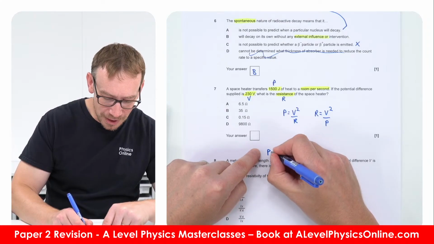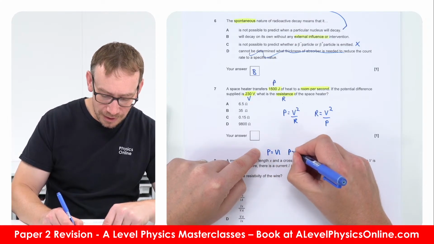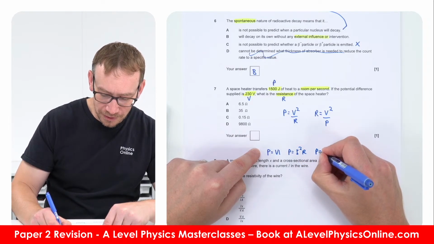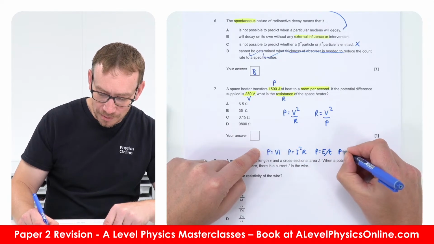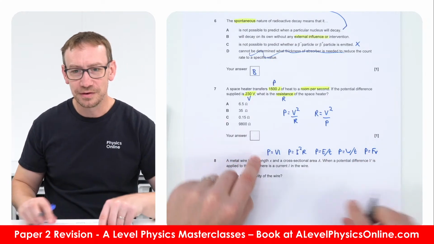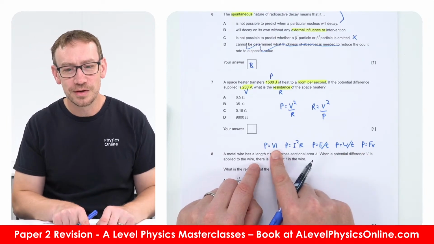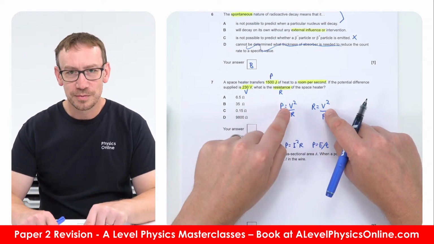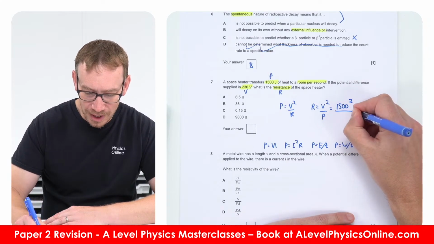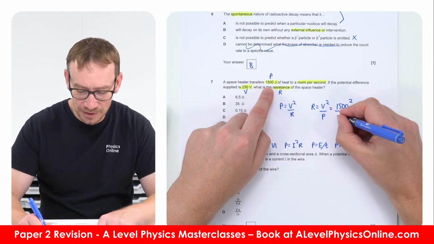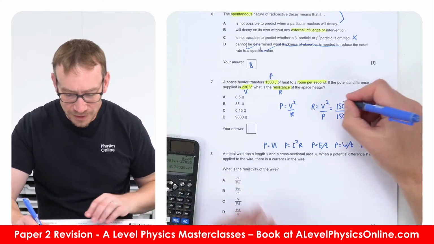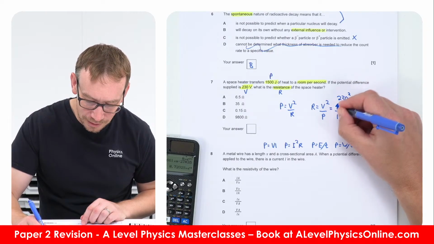Don't forget, of course, that P is equal to VI, P is equal to I squared R, P is equal to the energy per unit time, power is equal to the work done per unit time, and power is equal to force times velocity. So just a few of the other equations that we can use to look at power. But now we're going to look at it in terms of resistance and potential difference. So that's equal to 230 squared over the power, which is 1500 joules per second. So that's 1500 watts. No, sorry, 230 squared, isn't it?